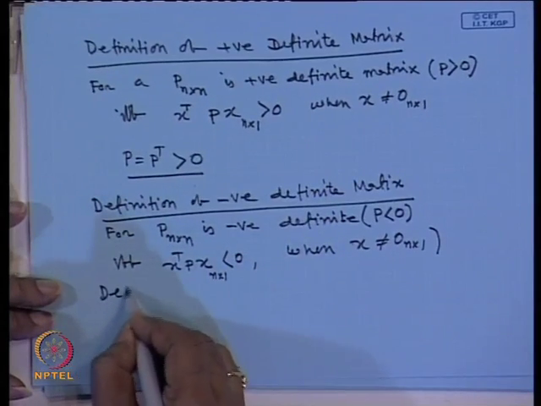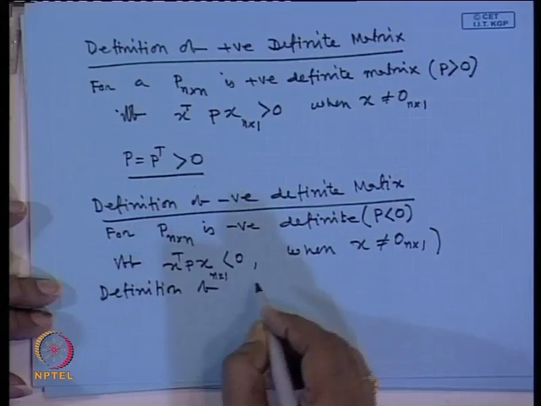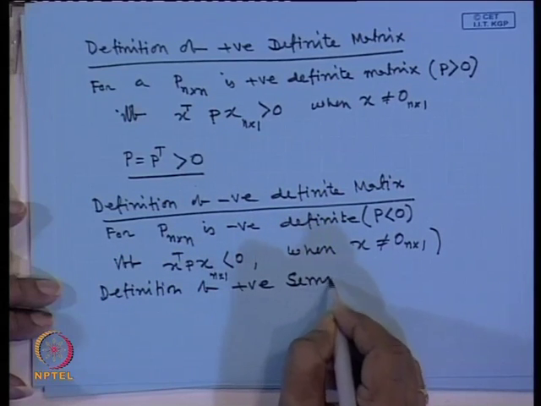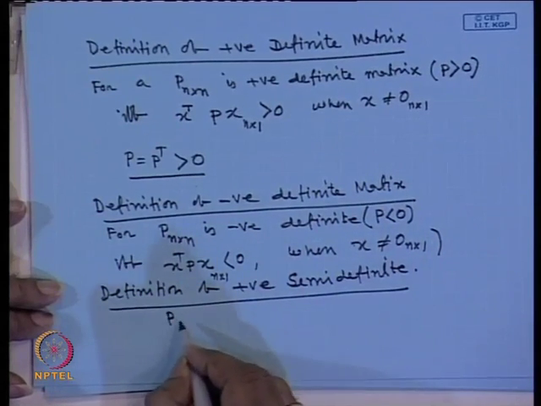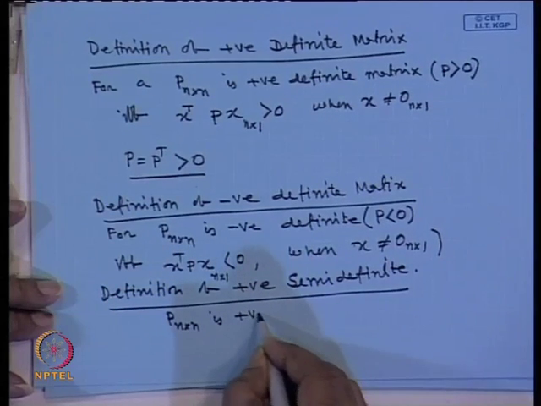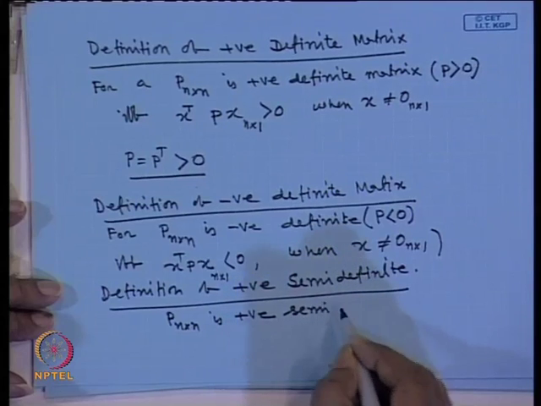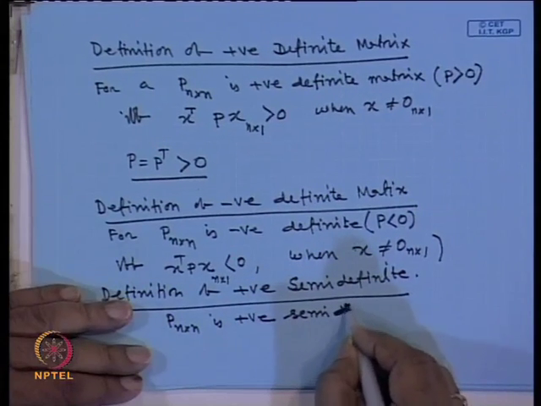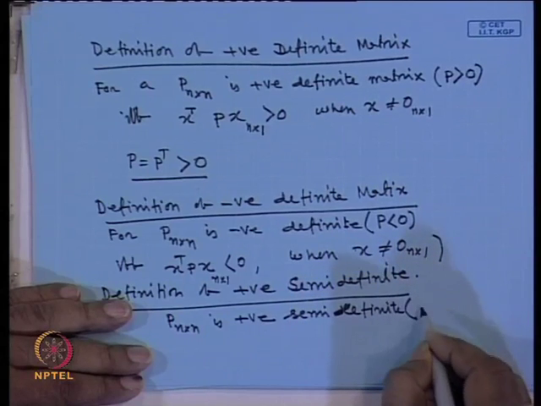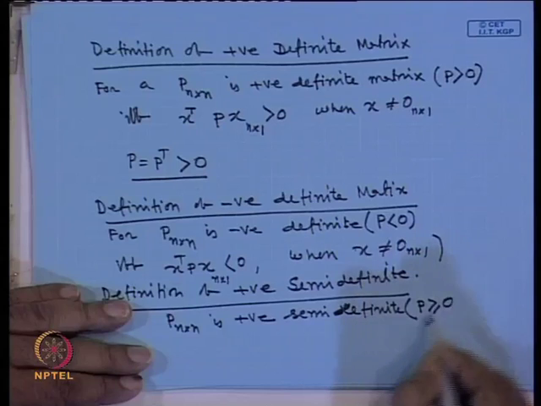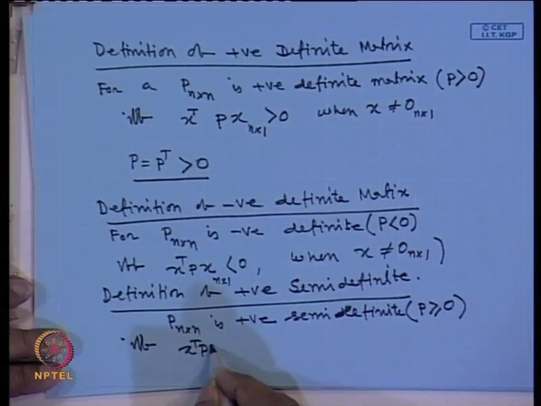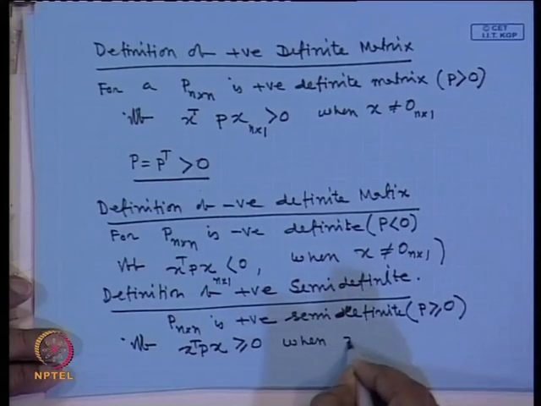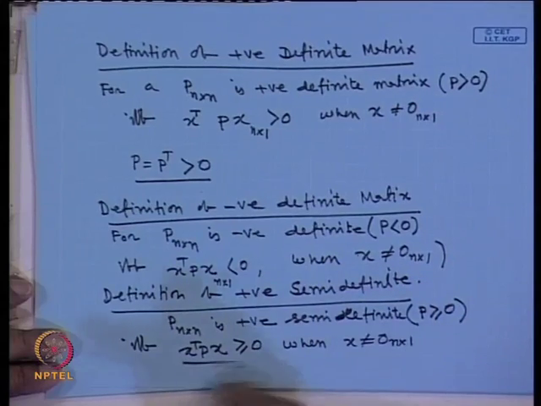So, next is the definition of a positive semi definite matrix. Mathematically it is written P greater than or equal to 0. I will read it: P is positive semi definite if and only if x transpose P x, which is a scalar value, is greater than or equal to 0 when x is not equal to a null vector. So, this is the definition.